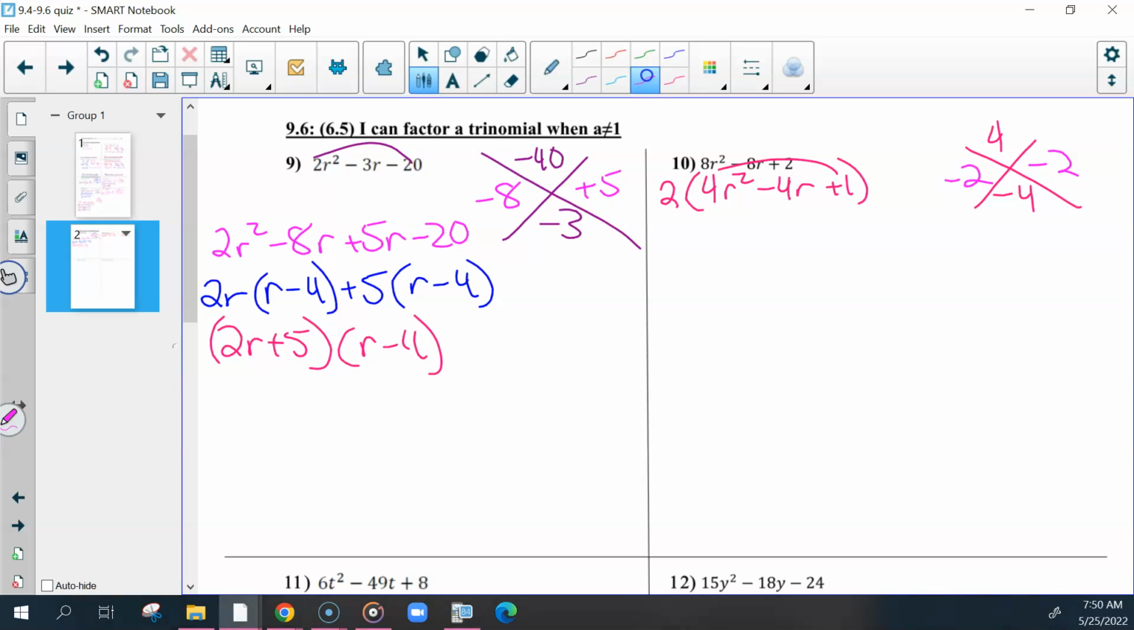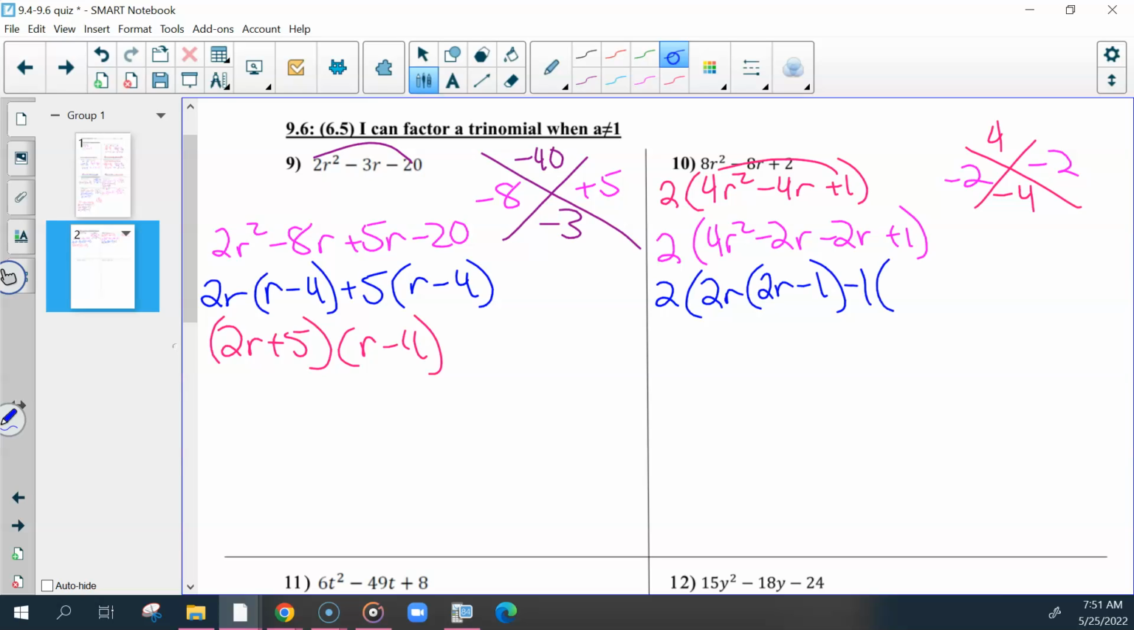So then we would rewrite. Keep bringing down your GCF. This would be 4r squared minus 2r plus 1. And then splitting the middle and finding the greatest common factor. These two have 2r in common. So that would be 2r. And then if I divide those both out, I'd have 2r and minus 1. These two have a negative 1 in common. So if I divide that out, we have 2r minus 1.